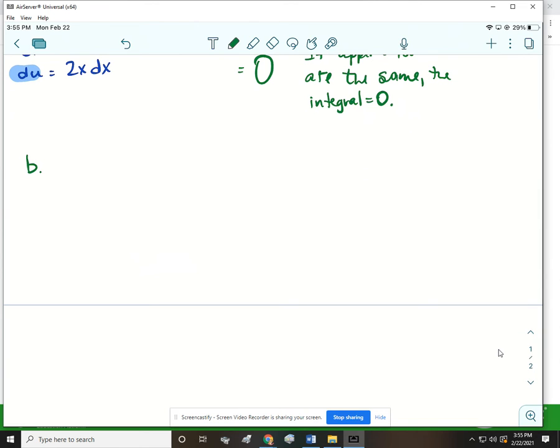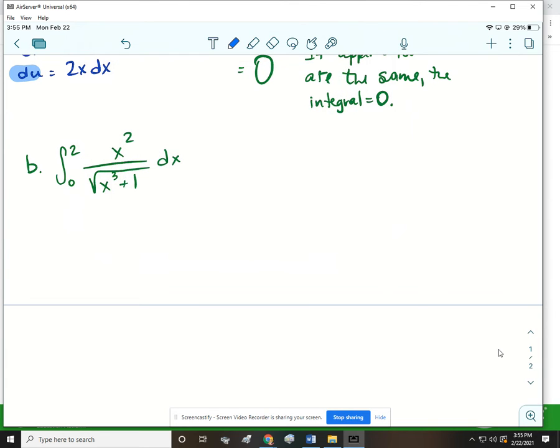So for b, we have the integral from 0 to 2 of a fraction. The numerator is x squared. The denominator is the square root of x cubed plus 1. And then we have our dx. Ooh, this one's got a lot going on.